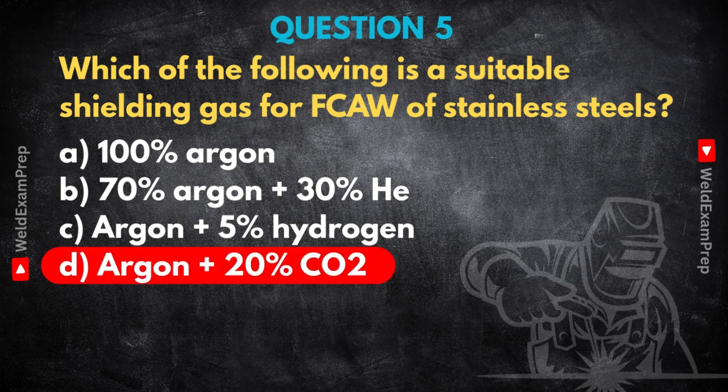Now, the flux inside the wire provides a lot of the shielding, but often an external gas is used too to improve things. Arc stability, weld pool protection, bead shape. So it fine-tunes the process. Exactly. And for stainless steel FCAW, that argon plus 20% CO2 mix is a very common, very effective choice. The argon gives you good arc stability. The CO2, even though it's technically reactive, adds a bit of energy, helps with bead wetting and shape, often gives you a nicer spray-like transfer.